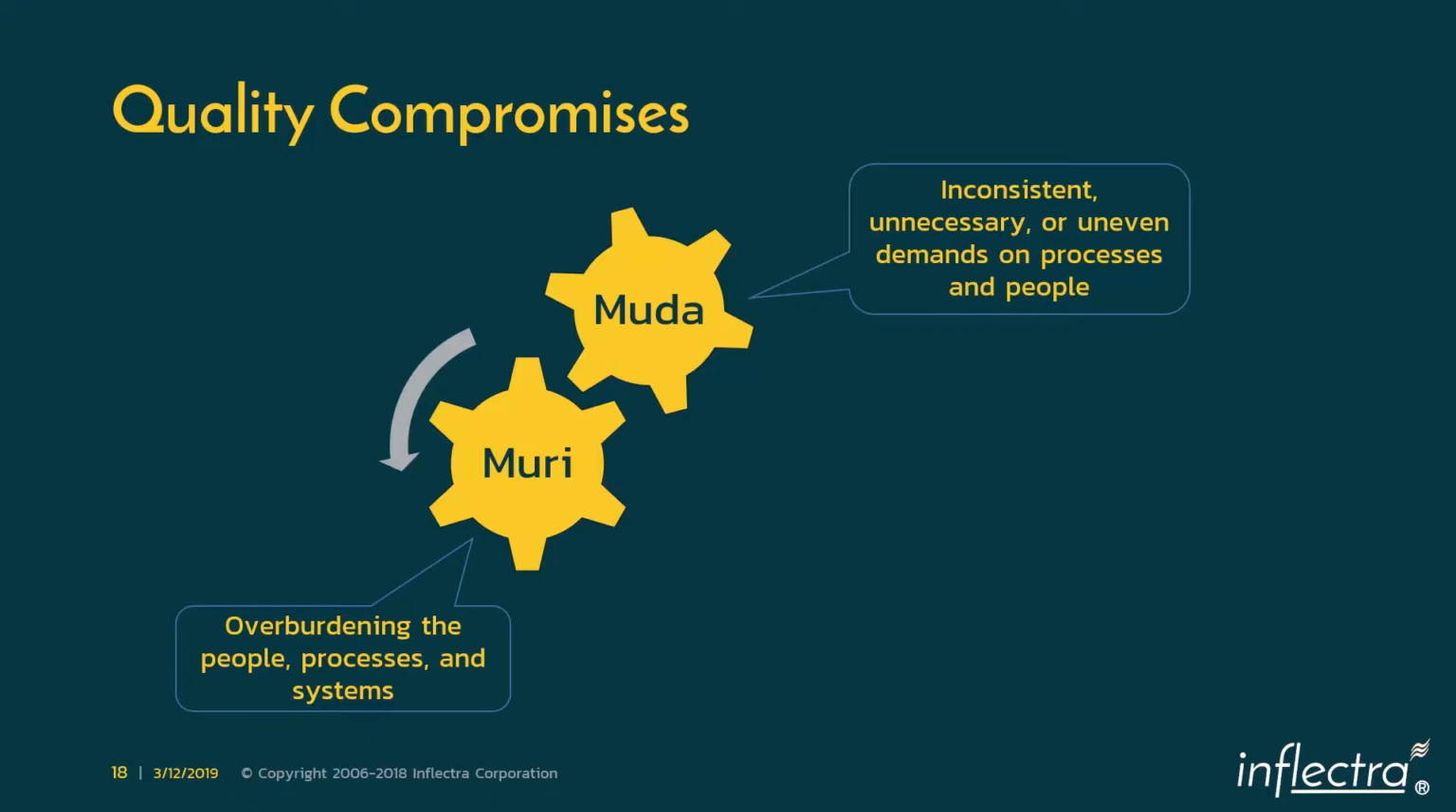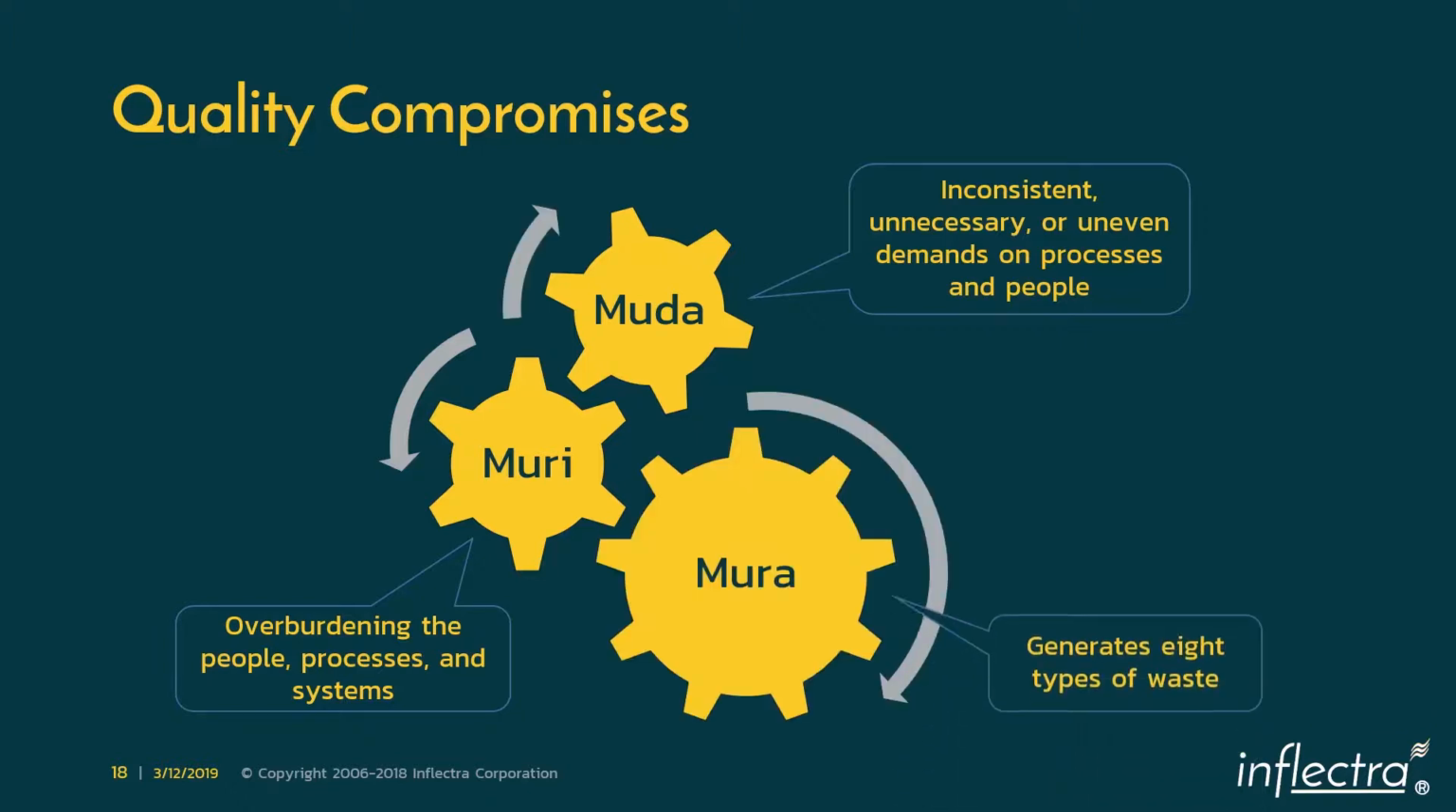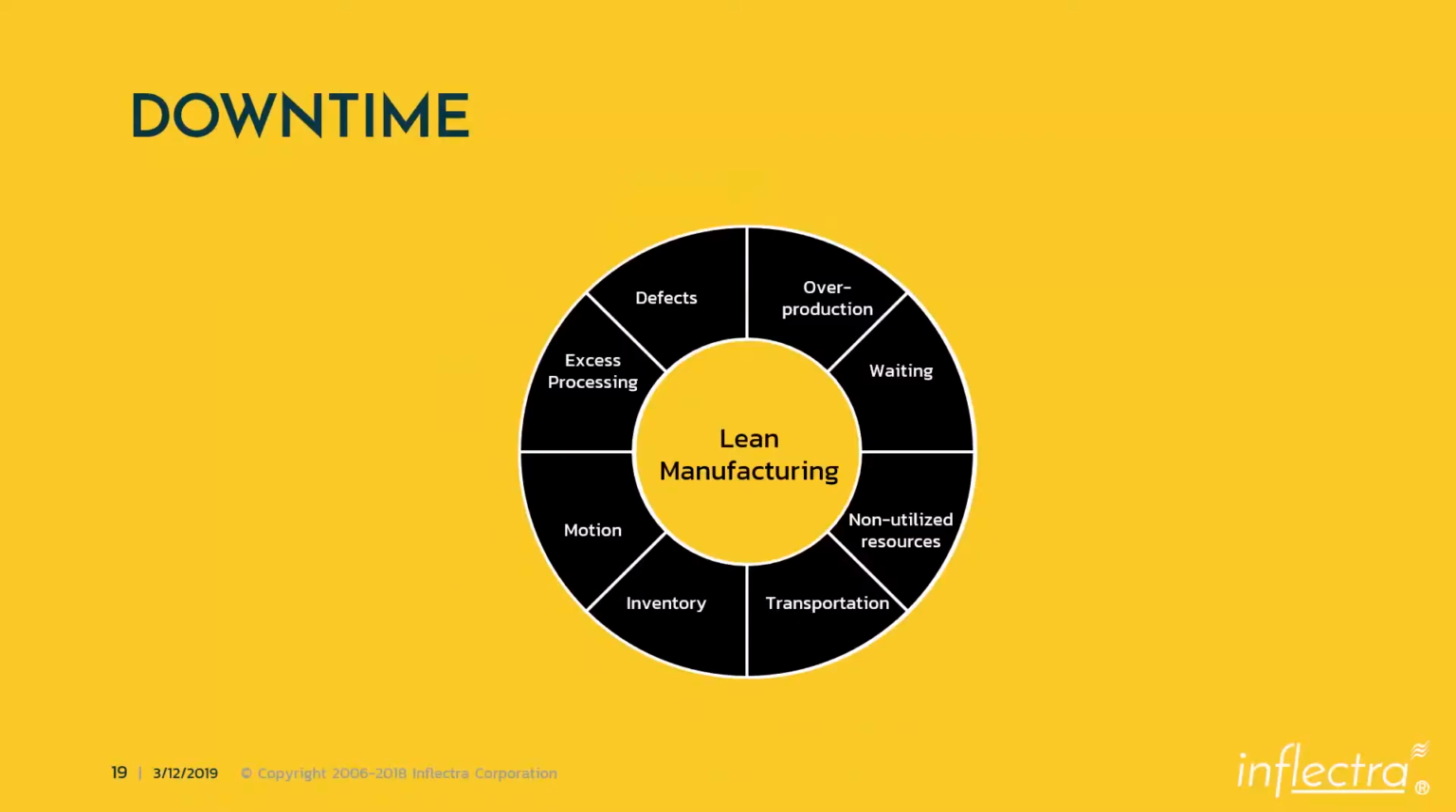Both Muda and Muri contribute to Mura, which generates 8 types of waste. Lean uses an acronym called DOWNTIME to describe these 8 wastes. These are defects, overproduction, waiting, non-utilized talent, transportation, inventory, motion, and excess processing. It is true that some of these elements are associated in a manufacturing context, but some of these wastes also contribute to software development. In the interest of time, let me pick defects and non-utilized talent.